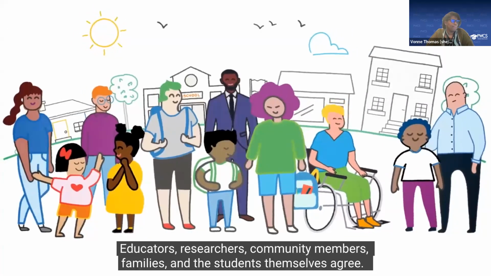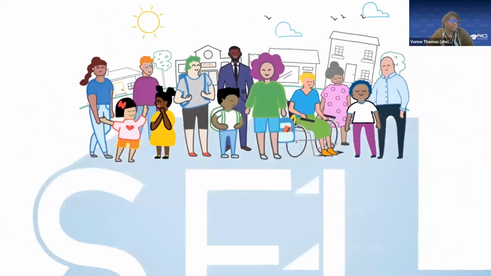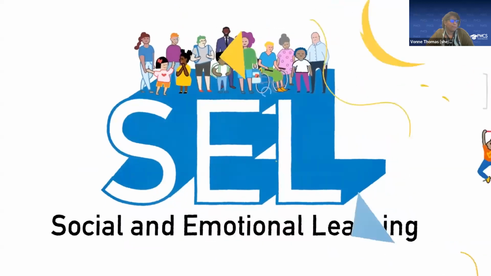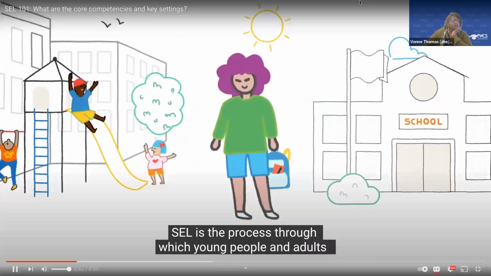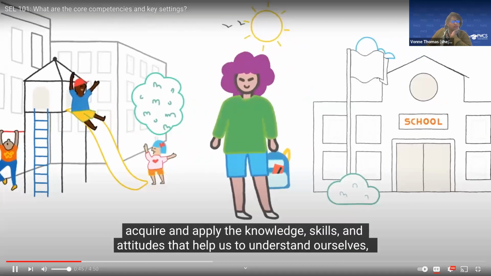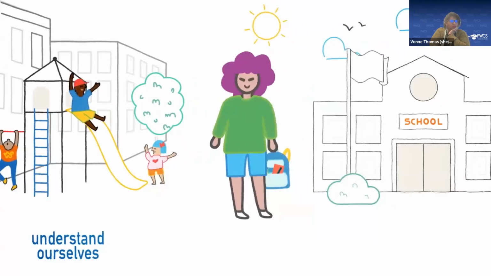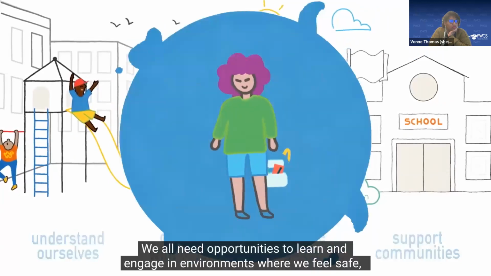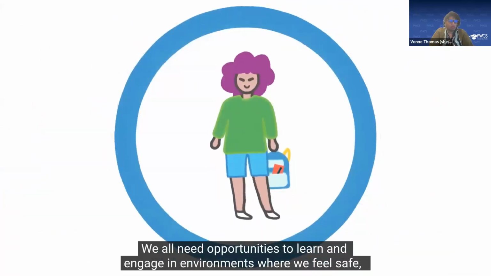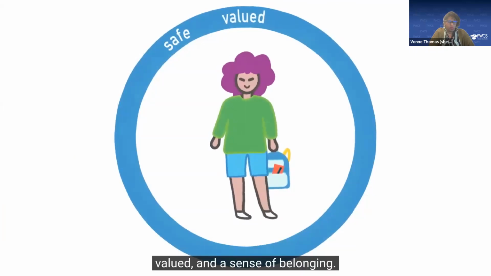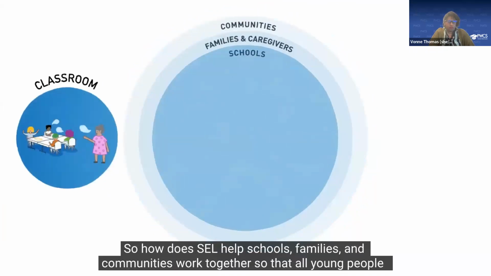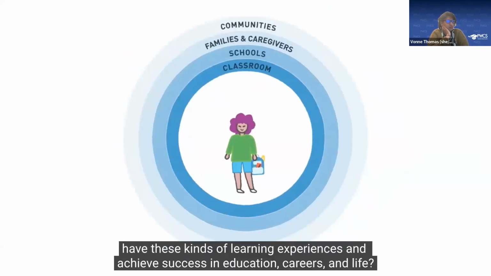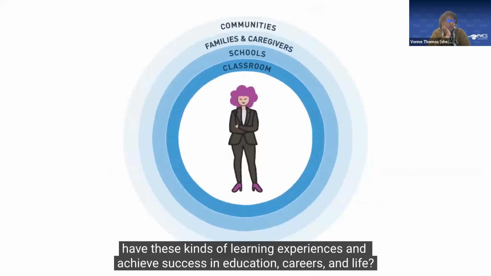Educators, researchers, community members, families, and the students themselves agree what we need is social and emotional learning, or SEL. SEL is the process through which young people and adults acquire and apply the knowledge, skills, and attitudes that help us to understand ourselves, connect with others, achieve our goals, and support our communities. We all need opportunities to learn and engage in environments where we feel safe, valued, and a sense of belonging. So how does SEL help schools, families, and communities work together so that all young people have these kinds of learning experiences and achieve success in education, careers, and life?